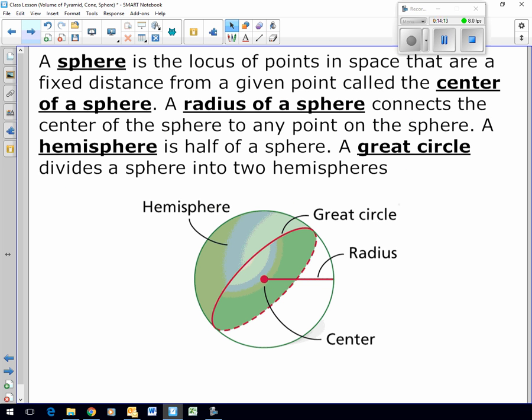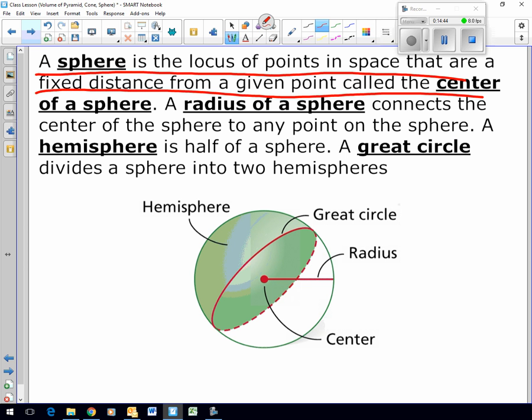All right, we'll rush through this. A sphere is the locus of points in space that are a fixed distance from a given point called the center of a sphere. A radius of a sphere connects the center of the sphere to any point on the sphere. The hemisphere is half of the sphere. A great circle divides the sphere into 2 hemispheres. I'm going to cut it down for you. Write down the definition of sphere and the definition of hemisphere, and that's all you got to worry about, okay?